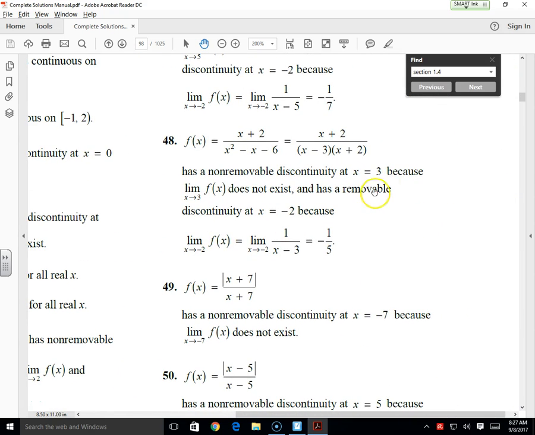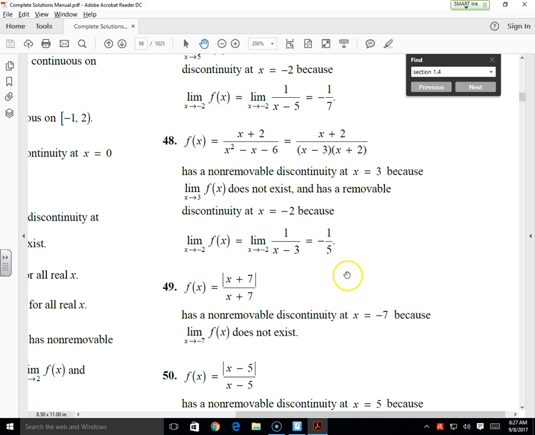Okay, now we're all caught up. Wait a minute. Why is it non-removable at 3 and removable at -2? Yeah, -2 is a hole, by definition removable, and at 3 it doesn't cancel out, so therefore, by definition, non-removable. At -2 is a hole, hence removable. At 3 is a vertical asymptote, hence non-removable.